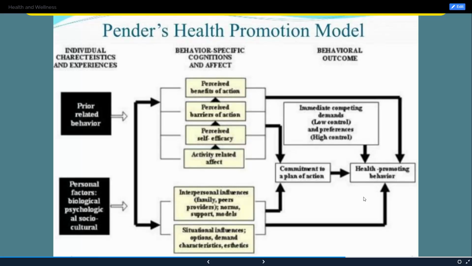Okay, they also have to believe in it. They also have to see the benefit, talk about the barriers, remember the confidence and the activity related effect. Okay, so they have to see all of that in order to want to make the change.